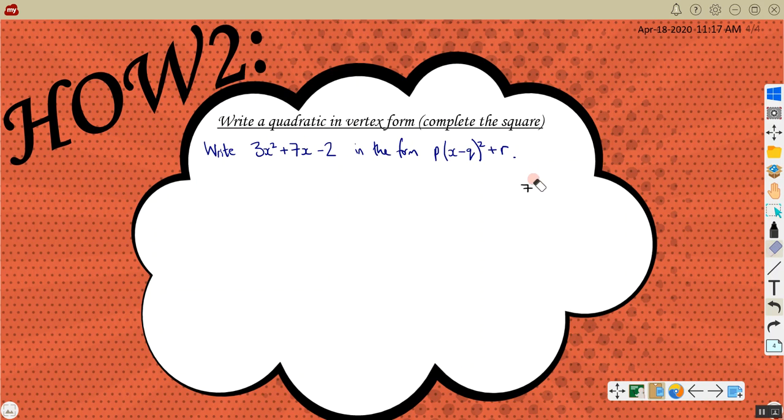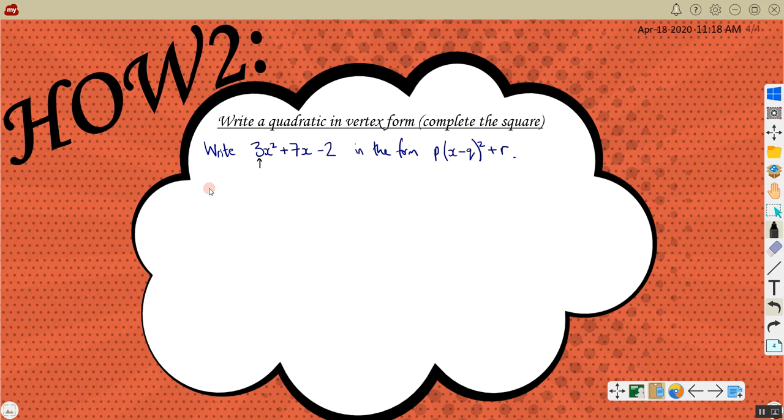Alright, this is a how-to on putting a quadratic into vertex form, otherwise known as completing the square. Sometimes in exams you see it written as: put the quadratic into this form, p bracket x minus q squared plus r. They may use different letters, but if you see this, it means put it into vertex form or complete the square.